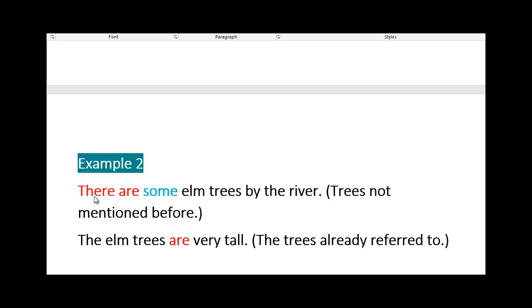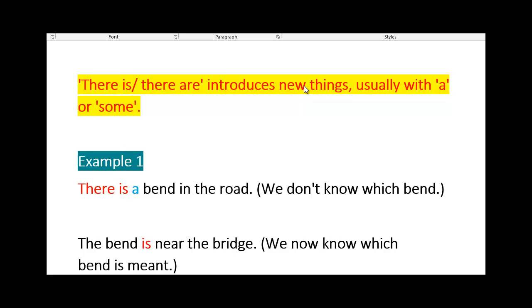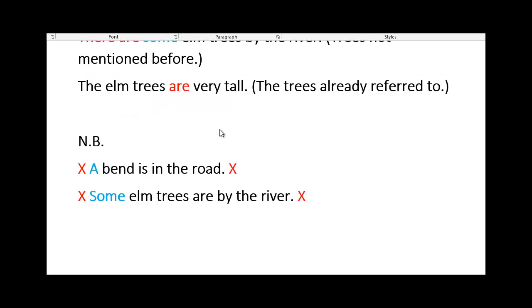We use are straight away, but we use there are and some for something that we didn't know about. It's new. There are some elm trees by the river. That's something new. So when you're talking about something new, okay, new things like here, we use there is or there are, usually with a and some. So there is a and there are some, okay?